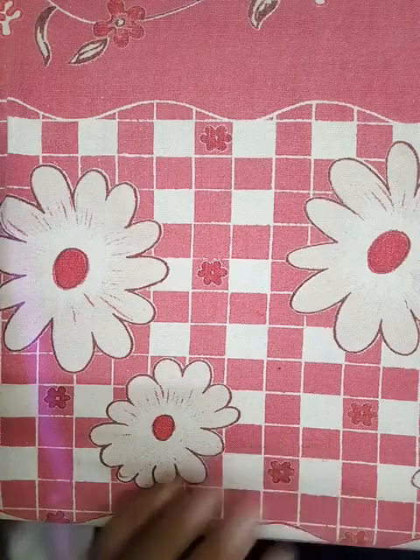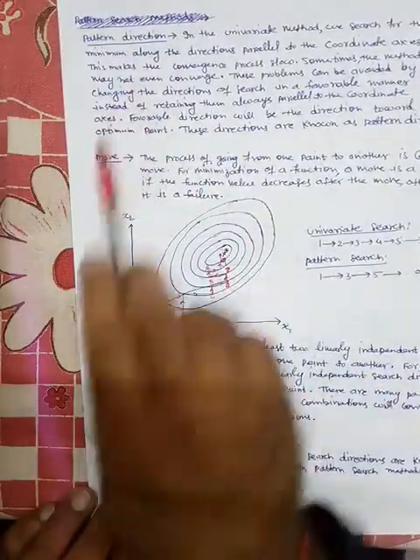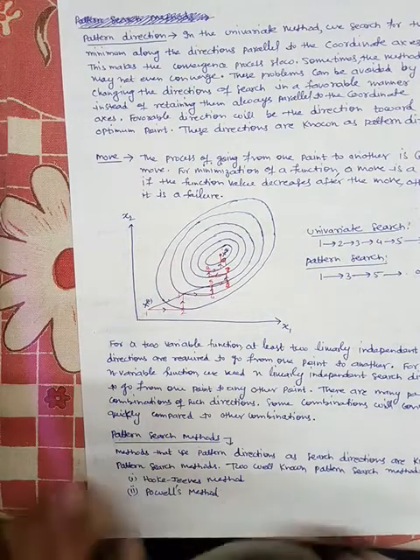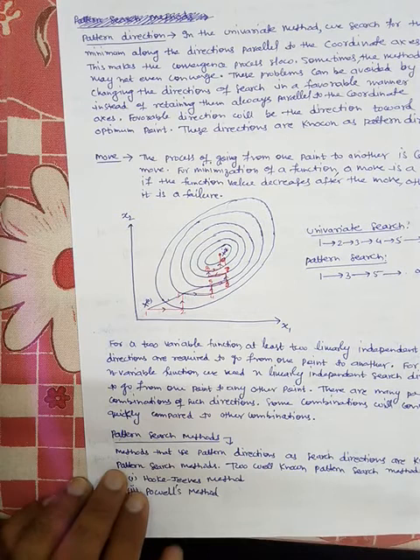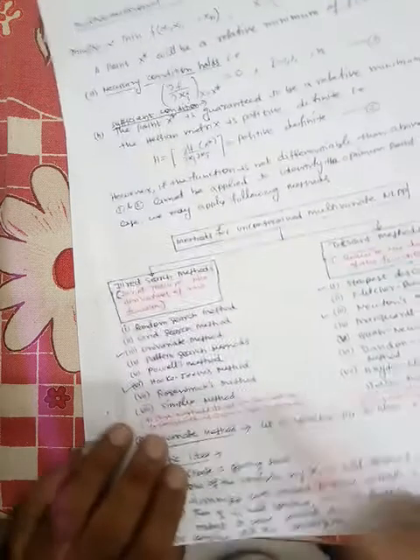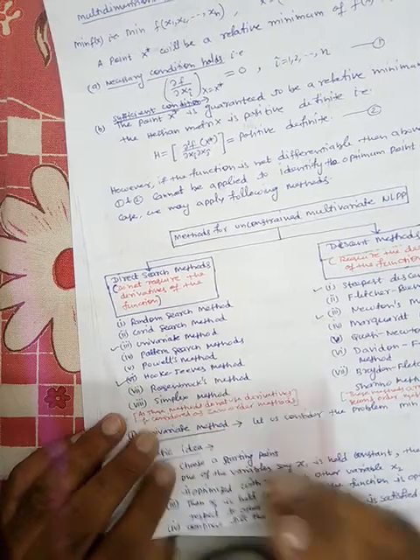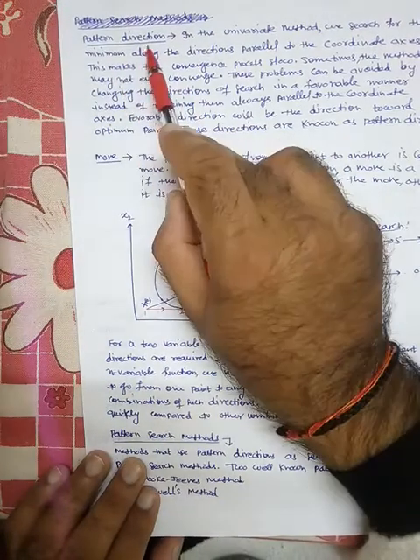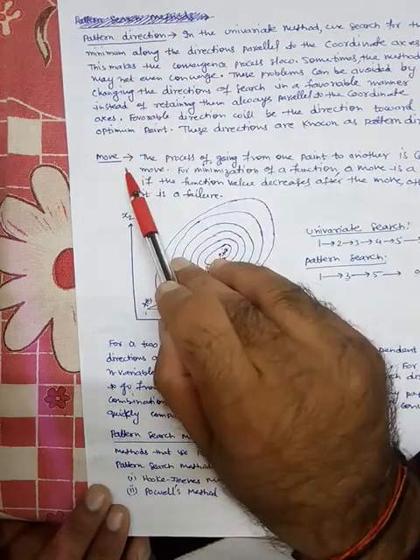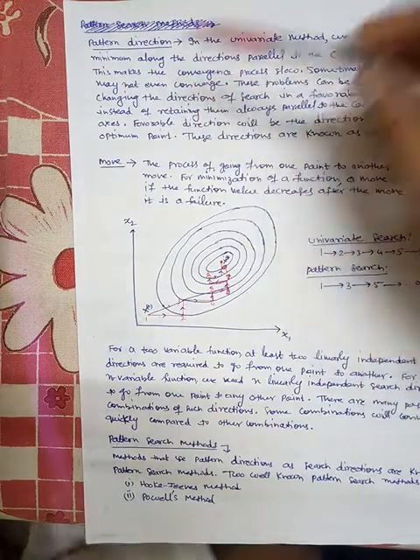Now we have two definitions, and these definitions will be used in pattern search methods. To discuss the pattern search method, the Hooke and Jeeves method, or pattern search methods, we need some definitions. These definitions are pattern, direction and move. Okay, so what is the pattern direction?